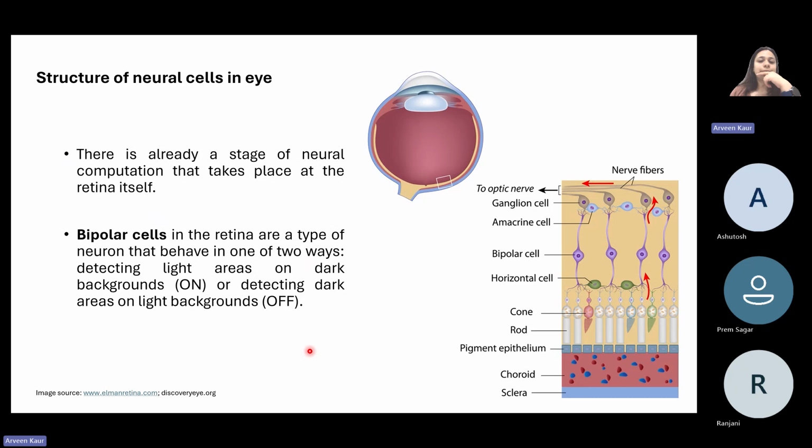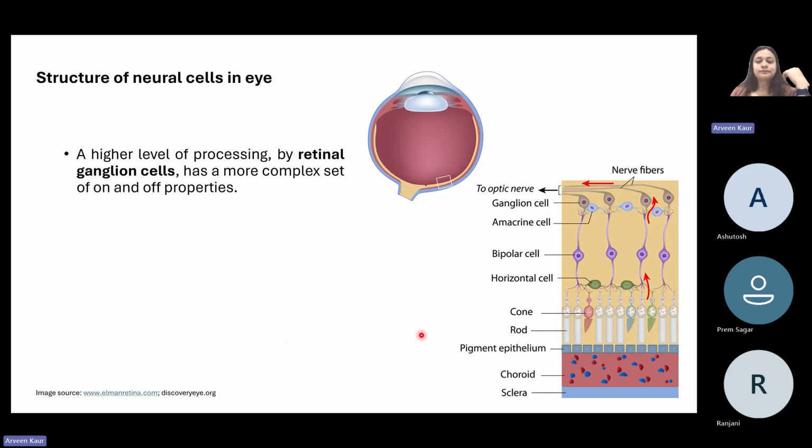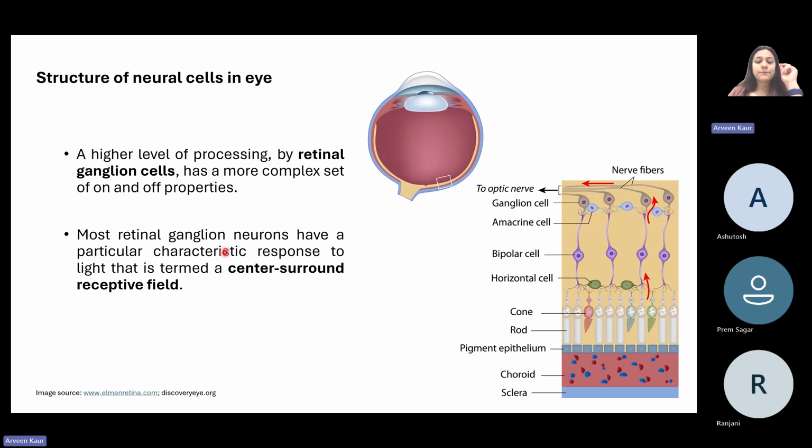For instance, you can consider this slide to be the light area, and this is a light background, and this is the dark area on that light background. Or on the contrary, if the slide background had been black and I would have probably written this with white, that would be the white area on the dark background, right? So higher level of processing by retinal ganglion cells has more complex set of on and off properties. Most retinal ganglion neurons have a particular characteristic response to light that is termed as center surround receptor field.